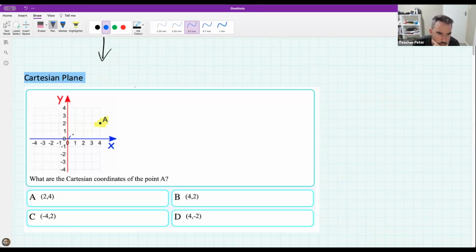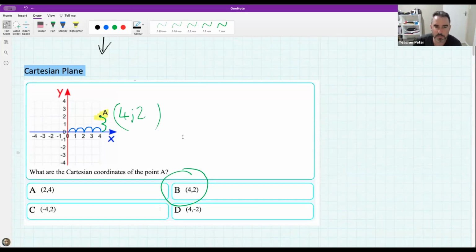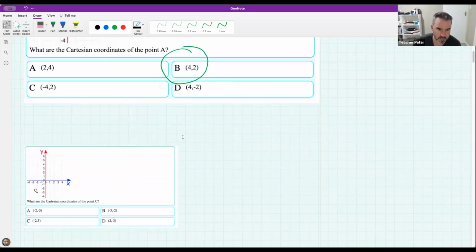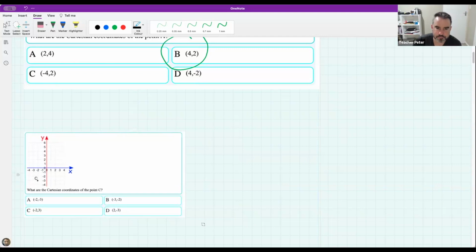Okay, so let's see. We go 1, 2, 3, 4, then 1, 2. So we went 4 across and 2 up. And so we would say that the coordinate should be (4, 2), and B. So that's just, can you identify coordinates in the Cartesian plane? I think you guys are pretty comfortable, but it's a basic idea that we have to be comfortable with in this topic. Let's do another one.